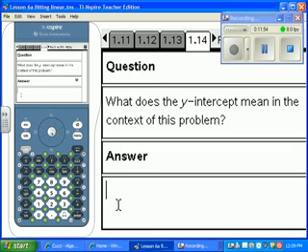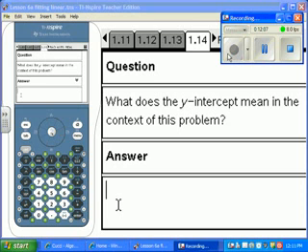Okay. All right. So what does the y-intercept mean in the context of this problem? What did we decide? When our food has 0 fat, it's still going to have calories. Okay. Good. So get that in there, please. All right. So let's look at the next page.